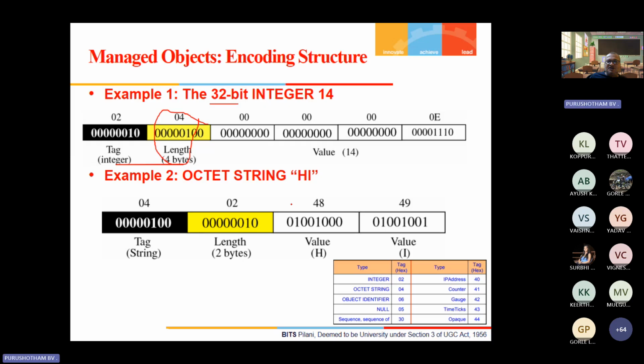Since the tag is an integer, that is being taken from this hexa code. If you are using octet string, then you say 04. If you are using null, say 05. If you are using IP address 40, like that, the differentiations are there. So based on that, it will be constructed.